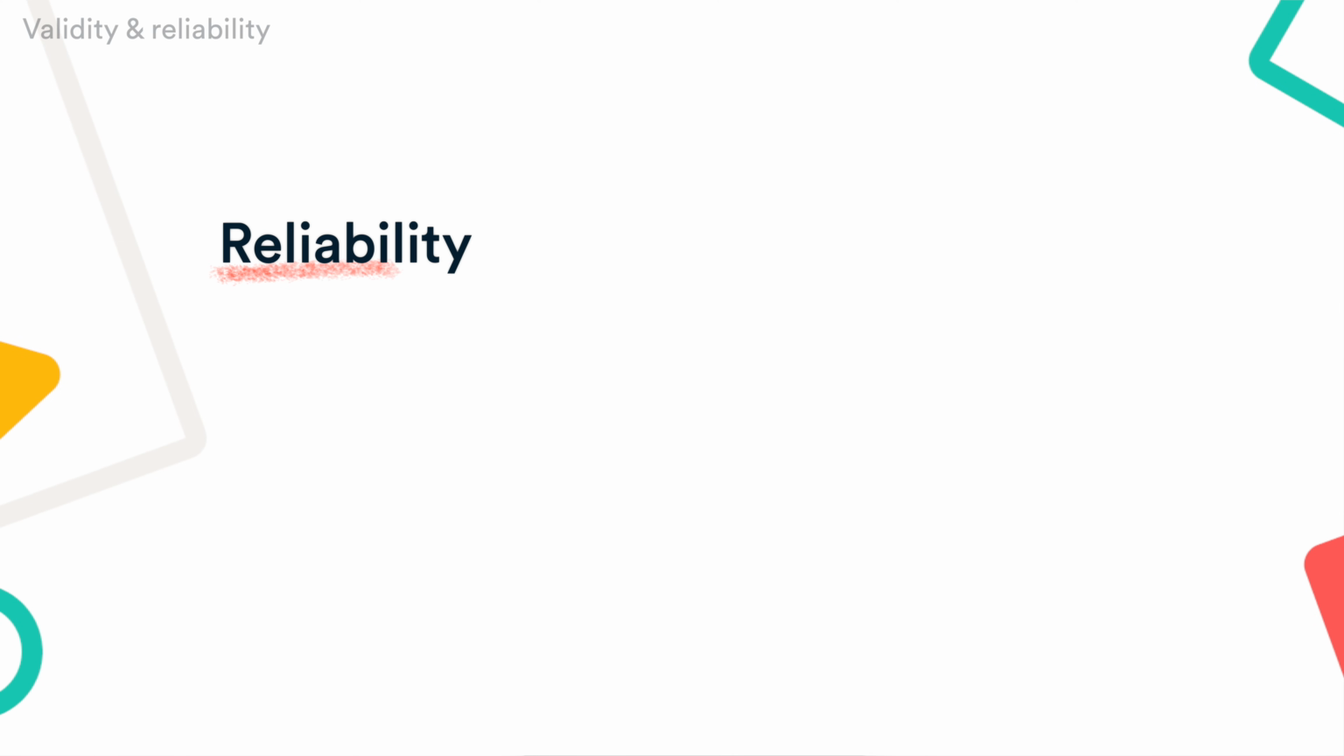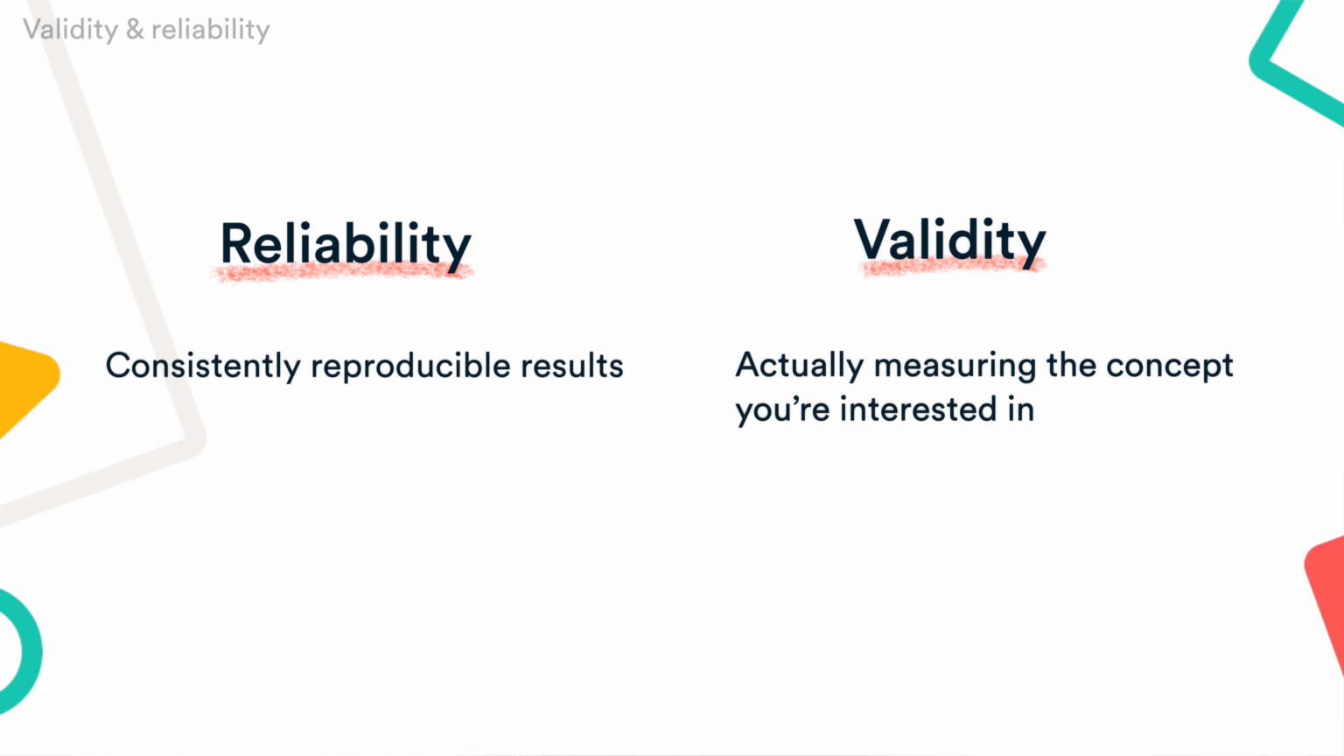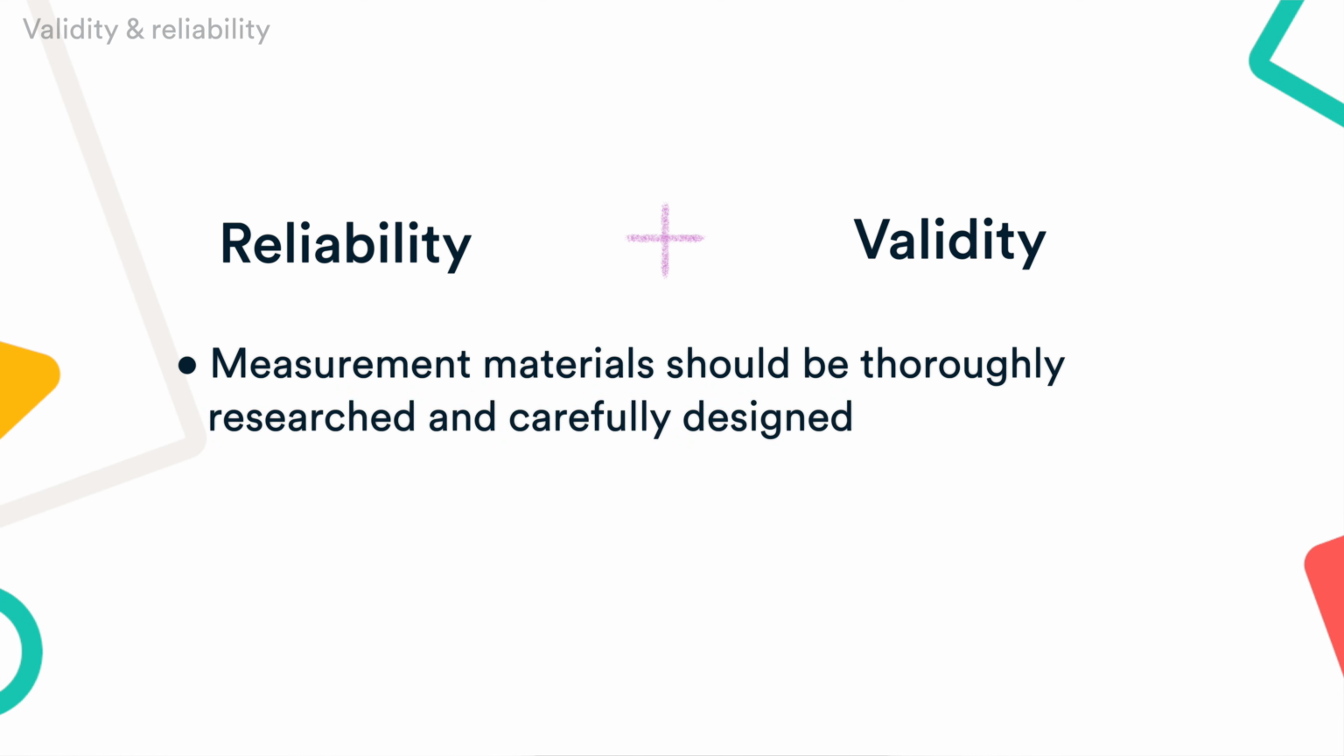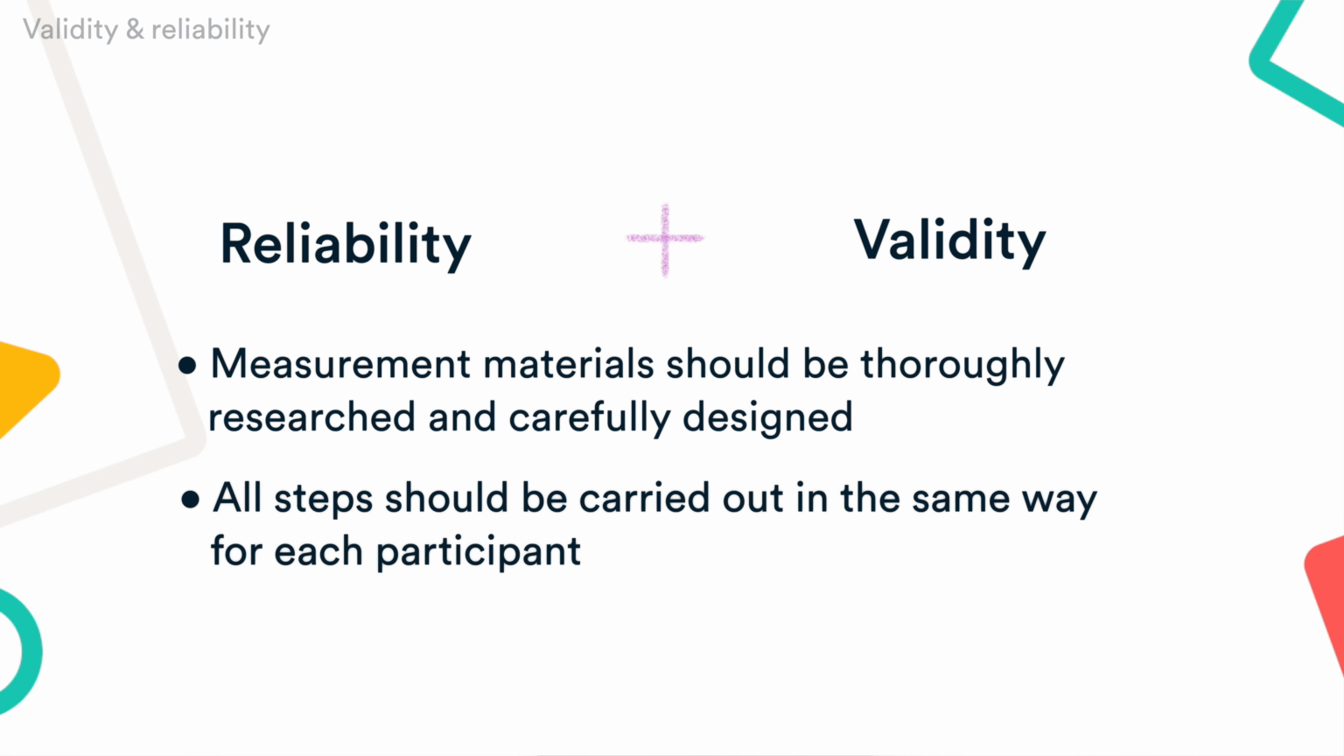Then you should also consider the validity and reliability of your measurements. Reliability means your results can be consistently reproduced, while validity means that you're actually measuring the concept you're interested in. For valid and reliable results, your measurement material should be thoroughly researched and carefully designed. Plan your procedures to make sure you carry out the same steps in the same way for each participant.